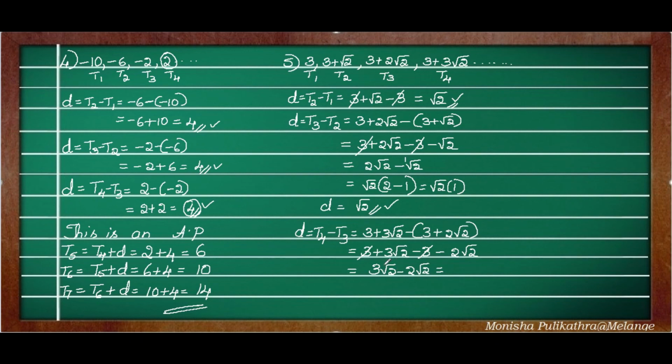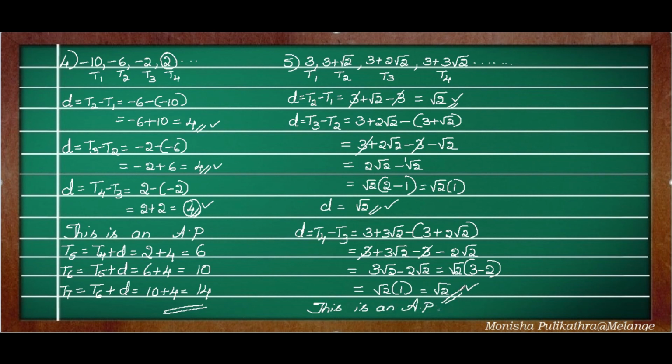Here root 2 is the common term, in the first term also root 2 is common. So take root 2 as a common term. The remaining is 3 minus 2. So 3 minus 2 is 1, and root 2 into 1 is also equal to root 2. Right. So the common difference is the same. So when the common difference turns out to be the same, the sequence will be in AP. So this is an AP.